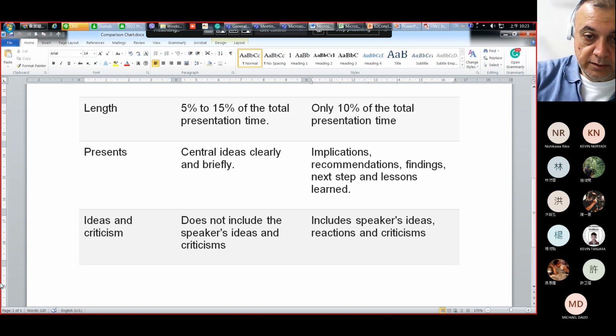And what does the conclusion present? What does it bring to the audience? The summary just clearly defines and mentions the main points. But the conclusion talks about what the implications are, what it means, what your recommendation is, what we should do next, and what lesson we have learned. So bring again something more of your own thinking to this presentation.